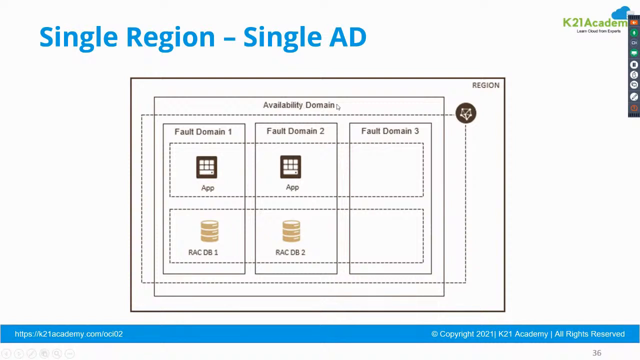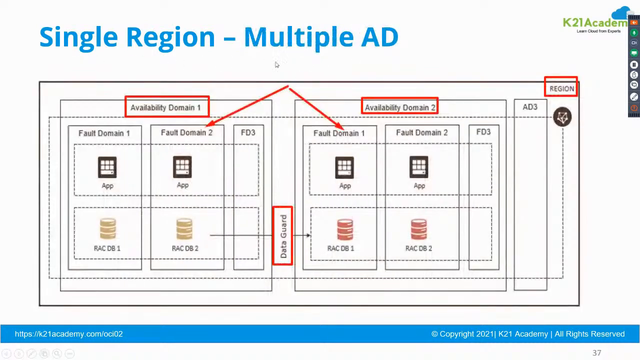The fault domains are all within an availability domain. So in case my availability domain is down, then nothing can be done. That means my data center is not available and my instance is not going to be available. In that case, I need to plan for another region which has multiple data centers, or I can select another region which has one more data center and deploy it there. So this is for the single region, single availability domain.